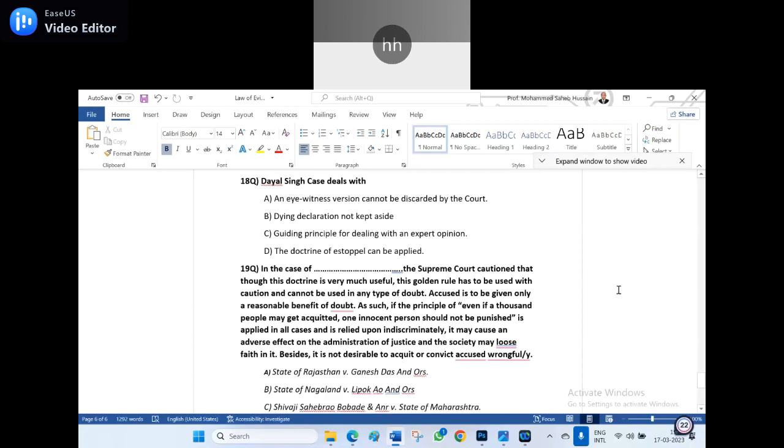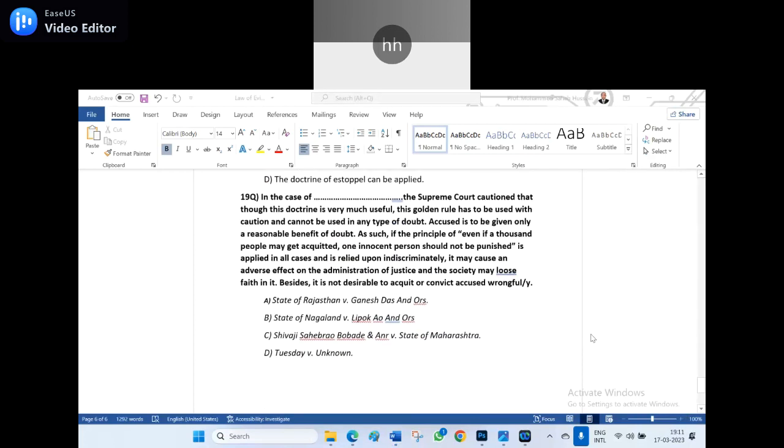So that was the case law and that was observed in A. State of Rajasthan versus Ganesh Dash and others, B. State of Nagaland versus Lipak Ovo and others, C. Shivaji Saheb Rao Bobde and others versus State of Maharashtra, and D. Tuesday versus Unknown.